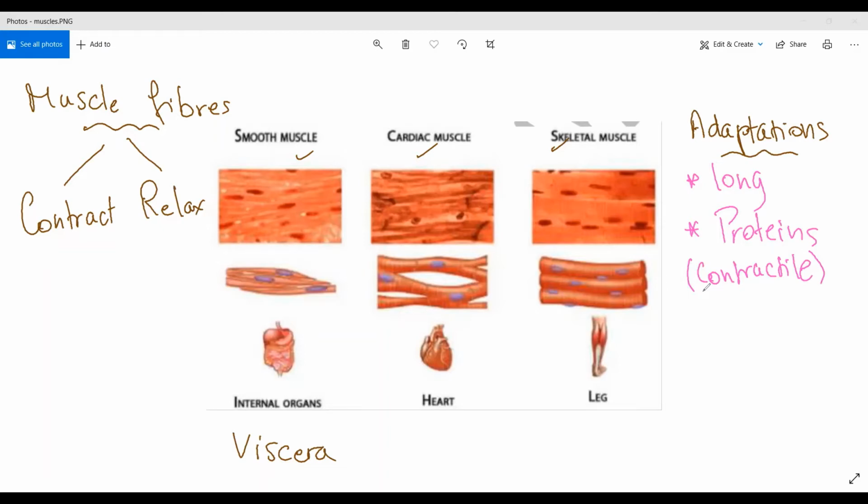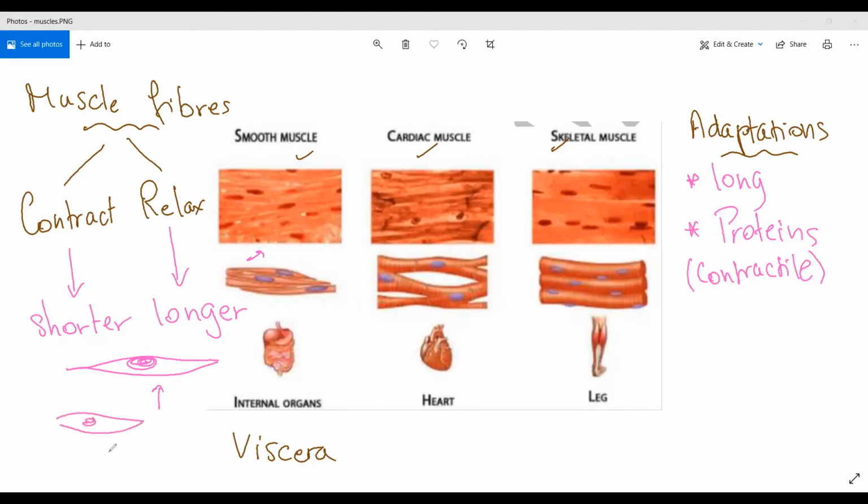What's the meaning of contraction? Contract means that the whole muscle fiber will become shorter, while relaxation means that they become longer. Are they going to be very, very long whenever they relax? No. Suppose I have a muscle fiber. This is its original length. I'm giving you an example. It becomes shorter like this to contract, and then it returns back to its original length.